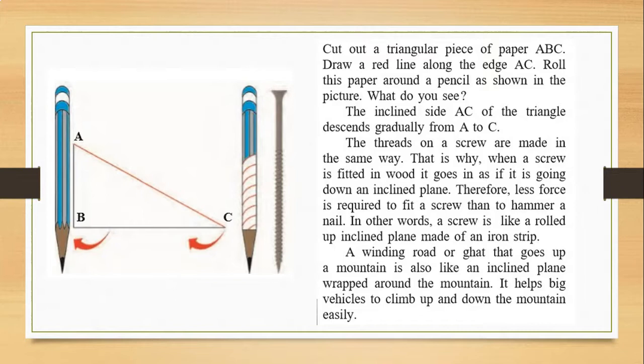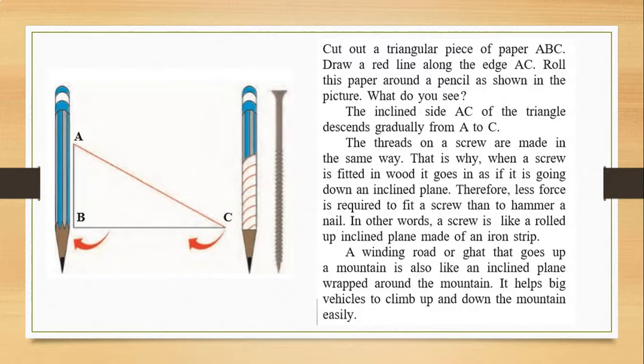Yes, if you try to hammer a nail, you have to apply more force. But if you just fit in a screw, less force is applied because a screw works on the principle of an inclined plane. In other words, a screw is like a rolled up inclined plane made of an iron strip. Now, a winding road or a ghat that goes up a mountain is also like an inclined plane wrapped around the mountain. It helps big vehicles to climb up and down the mountain easily.